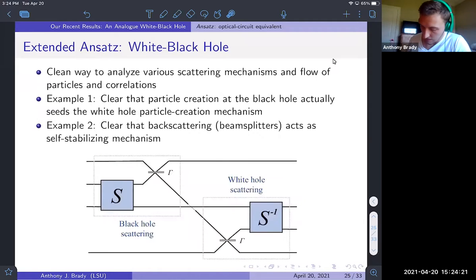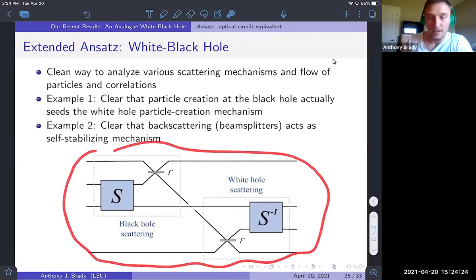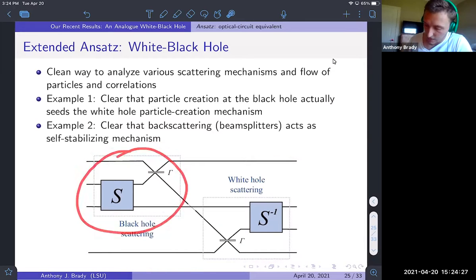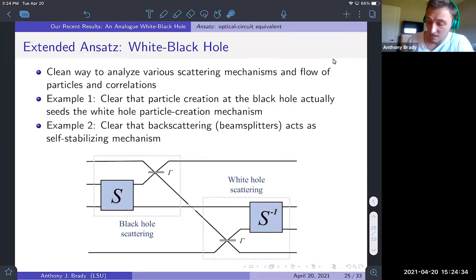And this is where the Bloch-Messiah reduction comes in handy, because this is a slightly more complicated circuit that I've drawn. On this side is the black hole scattering process, and on this side is the white hole scattering process. And notice I have a little inverse for the white hole scattering process. So this gives us a very clean way to address the problem, look at various scattering mechanisms precisely, and also to look at how particles and correlations are flowing between the modes and throughout the system. For example, it's clear that the particle creation of the black hole actually seeds the white hole particle creation. These are the outputs of the black hole. This bottom one falls into the interior and actually reaches the white hole event horizon and then seeds the particle creation mechanism there.